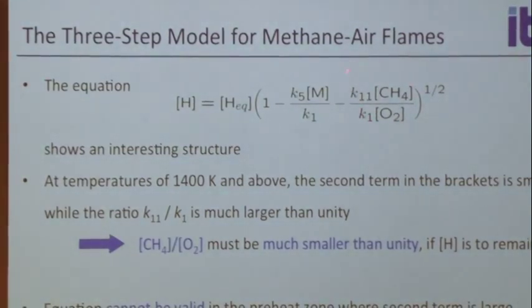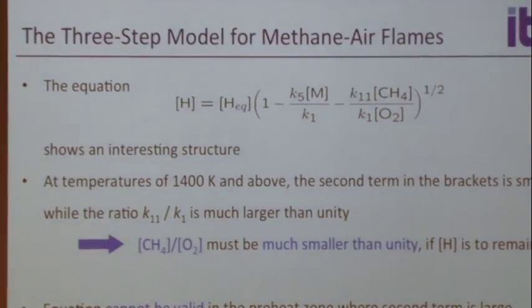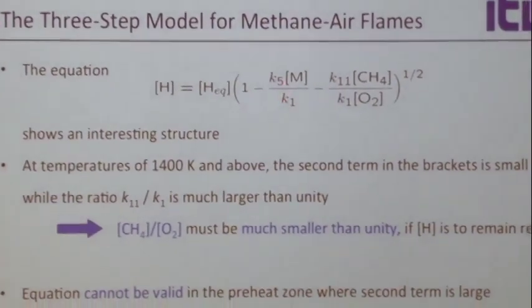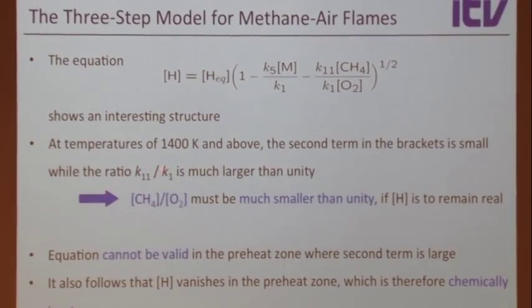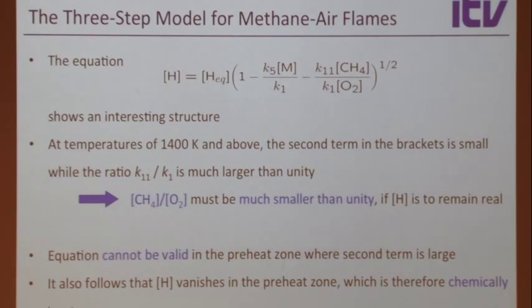the second term here in the brackets is small, and it has to be small. K11 over K1, this is something we can just evaluate, it's just a temperature function, and that is very large, okay? But the overall term has to be small, otherwise you wouldn't have radicals, or this would become the square root of a negative value. So for large temperatures, this has to go to 0. The only way it can go to 0, let's say for lean flames, is if methane goes to 0.